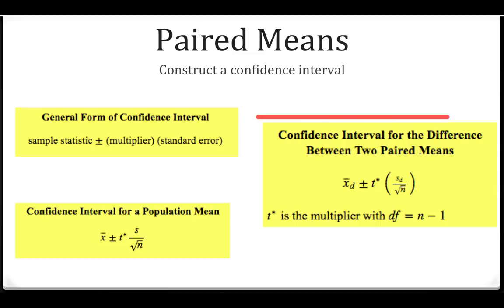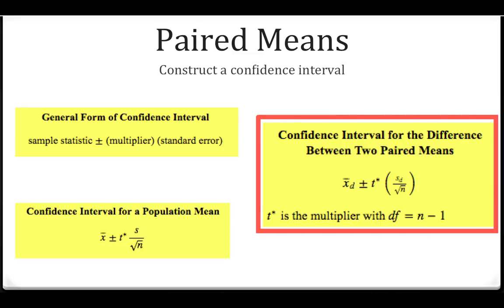On the right here, we have the formula for a confidence interval for the difference between two paired means. We can compare this to the general form of a confidence interval that we've been working with, and also to the formula for a confidence interval for a single population mean. The only difference is that now the x bar and the s have this little subscript d. Otherwise, it's exactly the same thing. The other thing to note is that when we're computing degrees of freedom, n is the number of pairs.